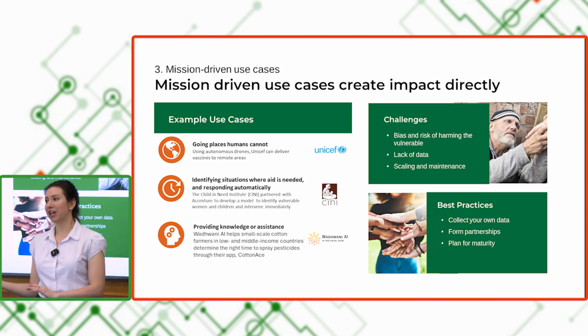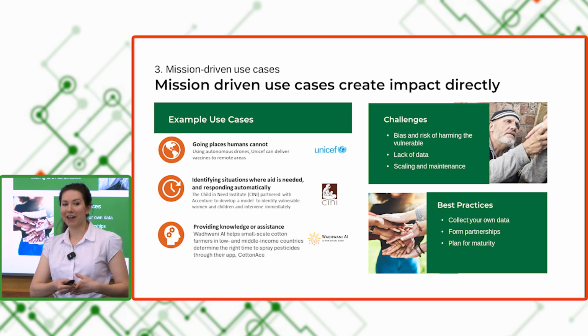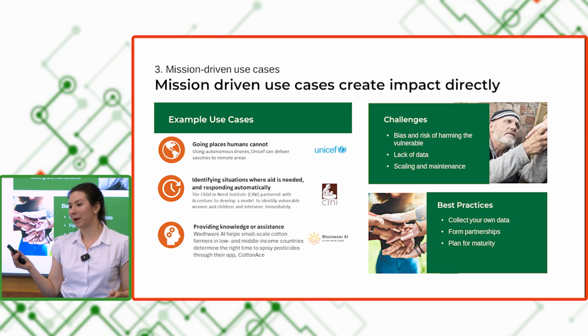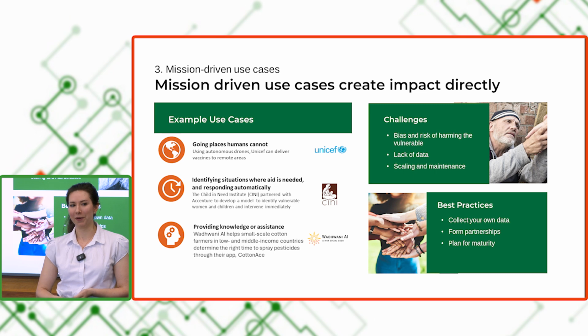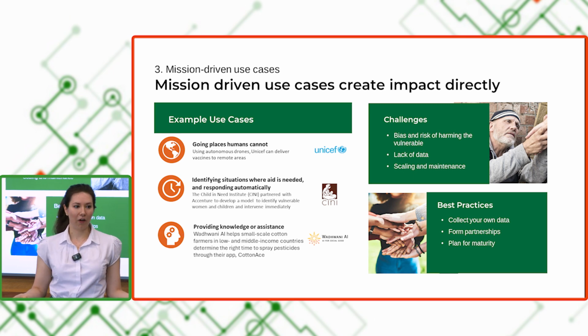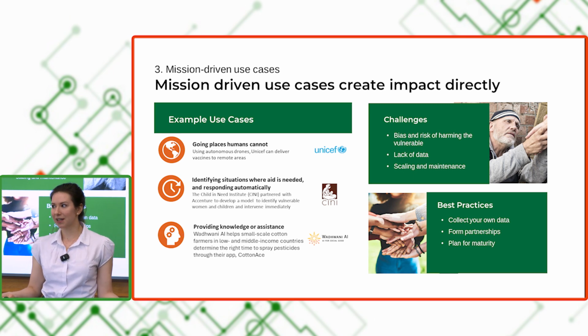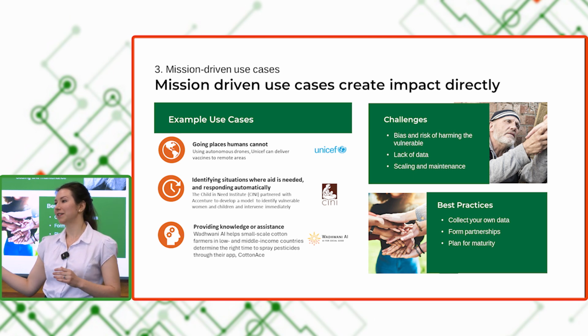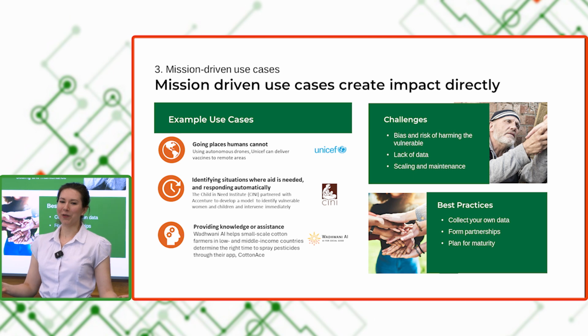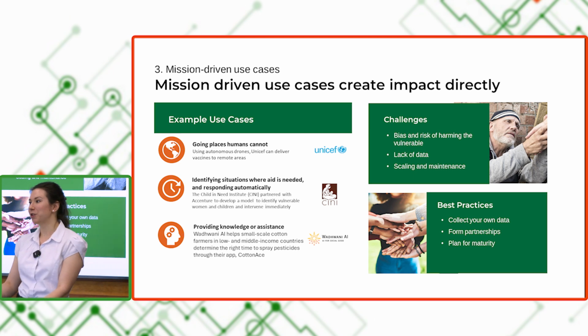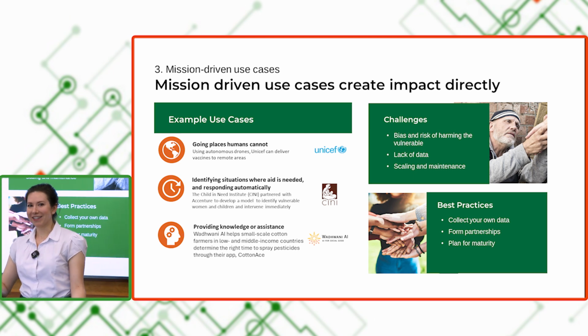So some of the challenges with mission-driven AI in general, this is a huge one. I could spend like an hour talking about this alone, but bias and risk of harming the vulnerable. So we talk about bias in AI all the time in terms of for-profit organizations, but it is infinitely more impactful for nonprofits because oftentimes the people who AI tools might be biased against are exactly the ones that you're trying to help. And so if you're trying to develop a mission-driven tool, having something that's biased against the people you're trying to help will directly undermine your mission.